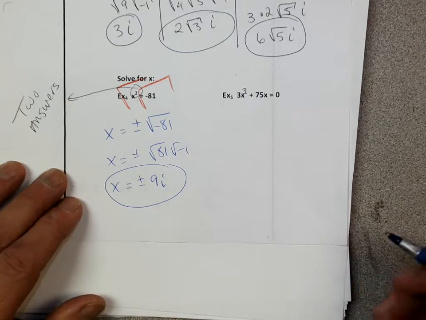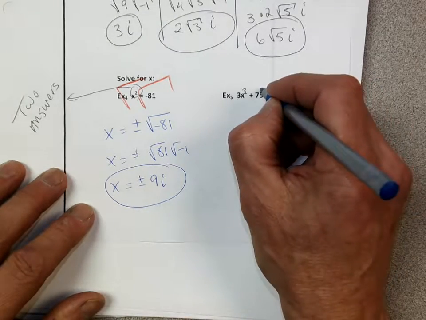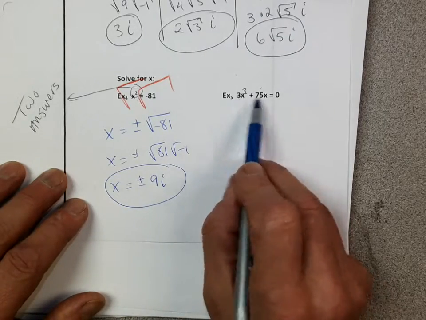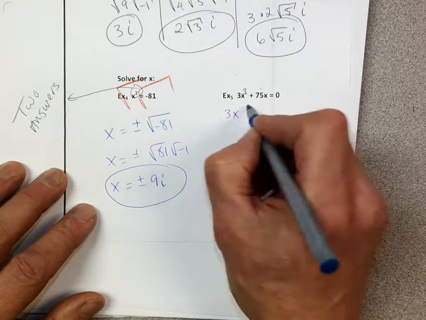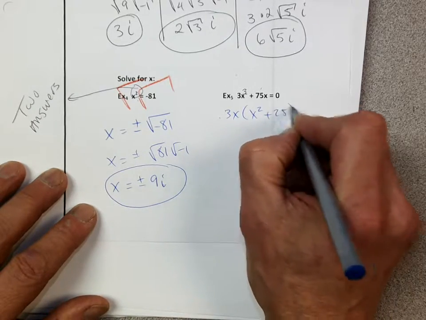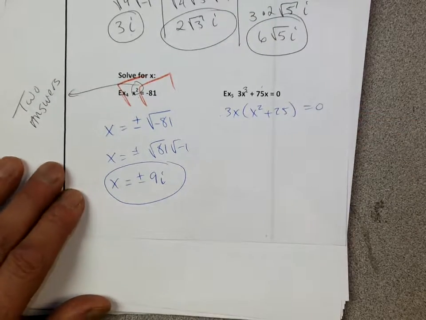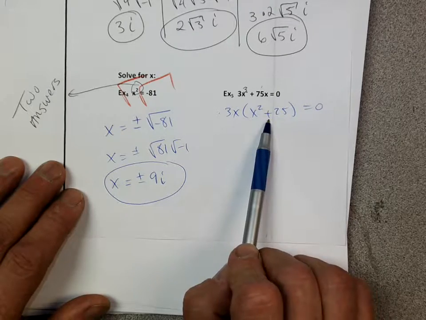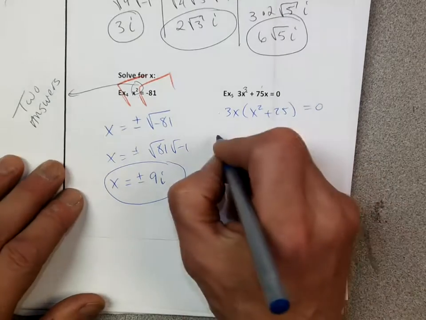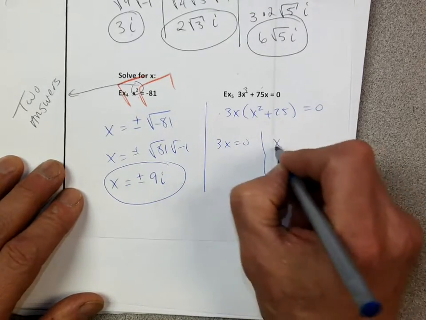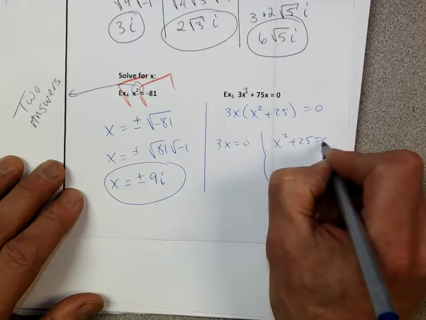Okay, example 5. Let's see. Let's first of all factor out a 3x. And then I'll have an x squared plus 25 equals 0, okay? So this will not factor because of the plus 25. This will not factor, but I can set them both equal to 0. Say, all right, 3x equals 0 and x squared plus 25 equals 0, right?